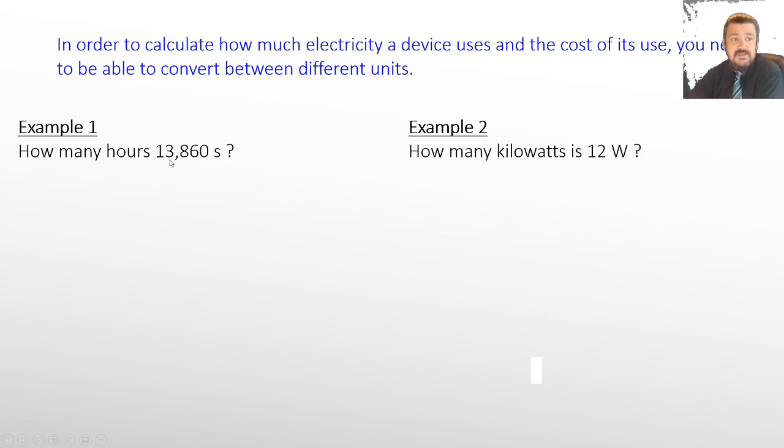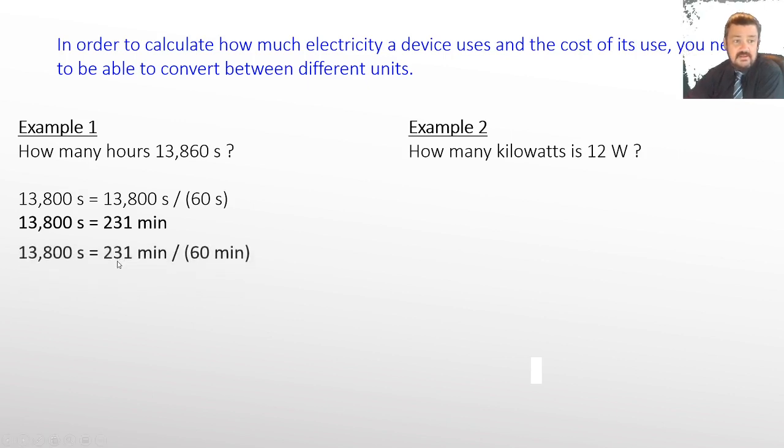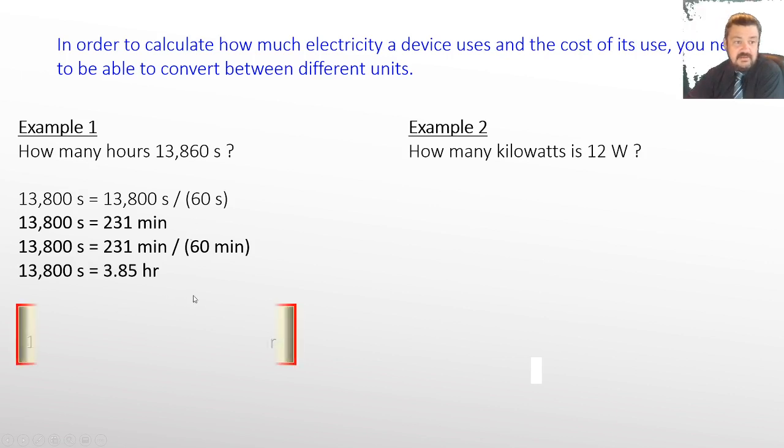So how many hours is 13,860 seconds? First you need to convert it into minutes. We know there's 60 seconds in a minute. So 13,800 divided by 60 gives you 231 minutes. Now we also know that in those 231 minutes, there are 60 minutes in an hour. So 231 divided by 60 will give you the time in hours. 13,800 seconds is the same as 3.85 hours. It is a case of converting seconds into minutes and minutes into hours.